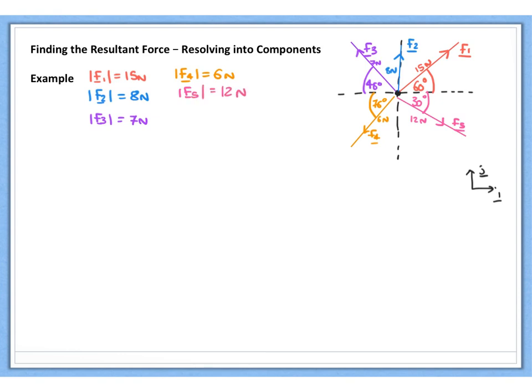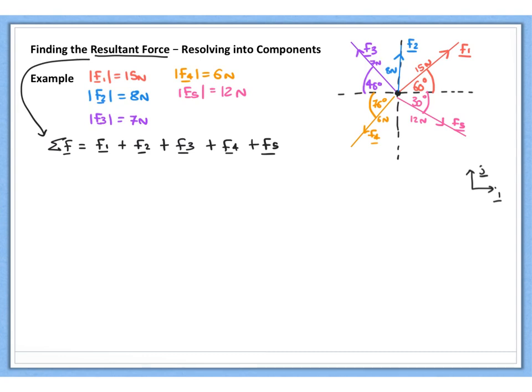Now, our job is to resolve each of these forces into its components and then find the resultant force. The resultant force, which we'll call sigma F, so we're finding the vector sum of the forces, is force 1 plus force 2 plus force 3 plus force 4 plus force 5. But you can't just add the magnitudes of the forces together. We've got to add them together in their horizontal and their vertical components.